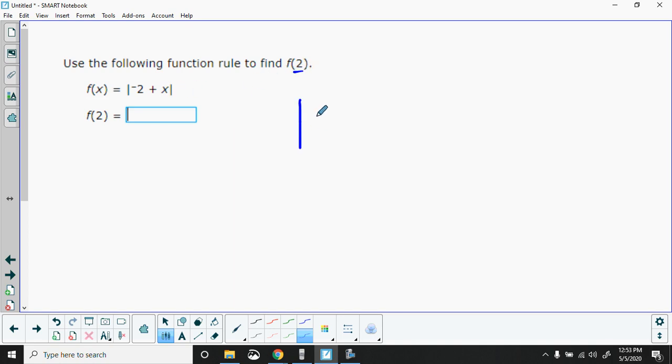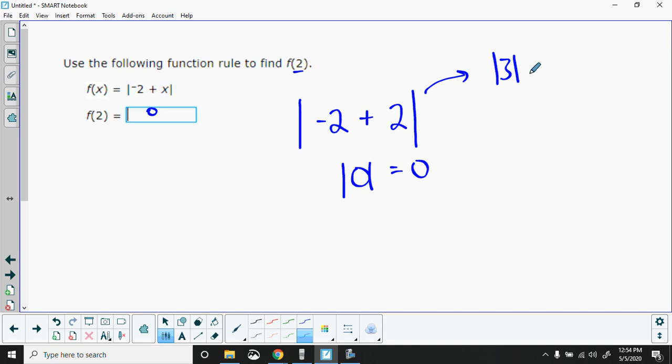So these are absolute value bars. So negative 2 plus 2. Negative 2 plus 2 is 0, and the absolute value of 0 is 0. That was easy. Absolute value, also remember, just to remind you, let's say you have a 3 in absolute bars, then the answer is 3. If it's negative 3, absolute value would be 3. It's always going to be a positive answer.